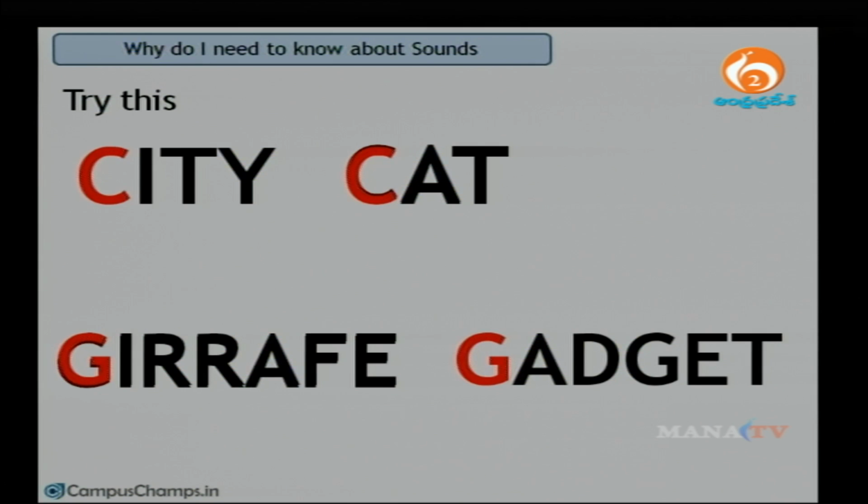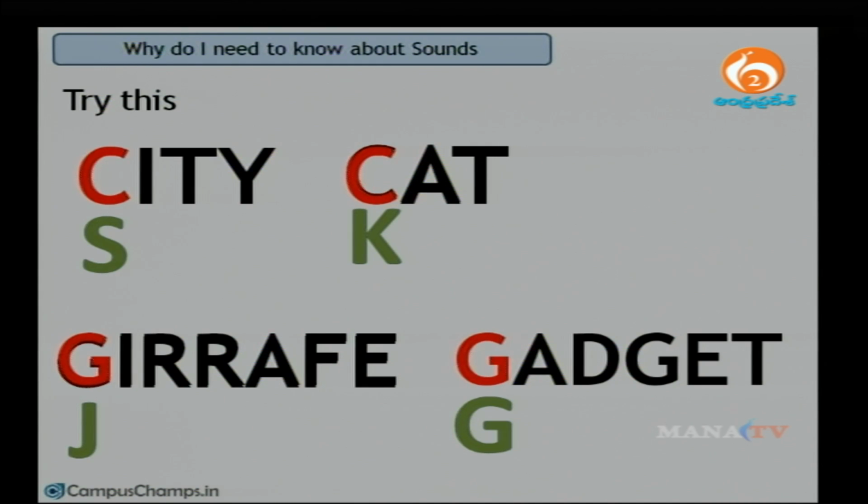Now, the difference is, even though the first set of words starts with the letter C, in the first word the C carries the function of an s, like city, and in the second word C carries the function of a k, which is cat. Likewise, in giraffe, G carries the function of a J, like giraffe, and gadget carries the function of a G, which is gadget. What do we learn from this? The letters could be the same, but the pronunciation is different.